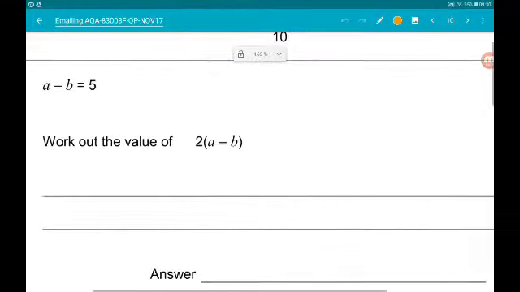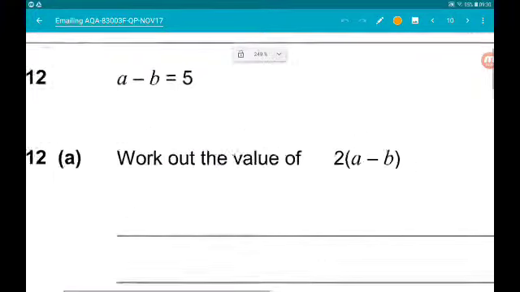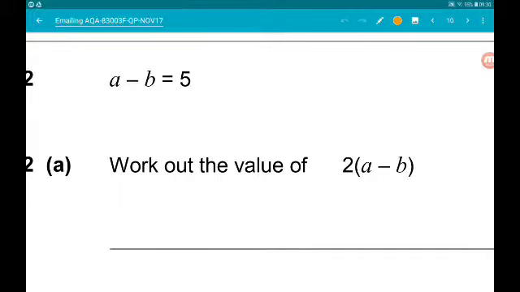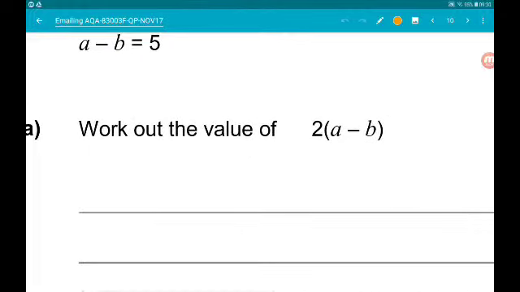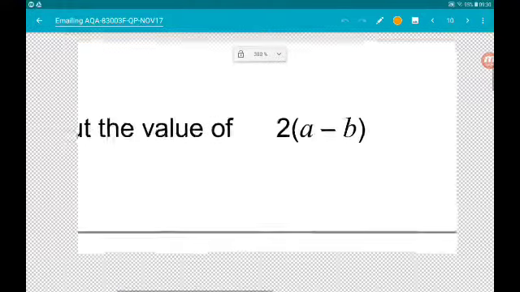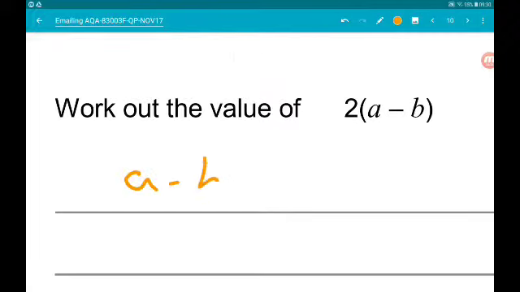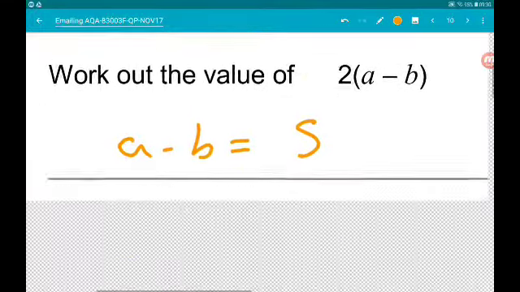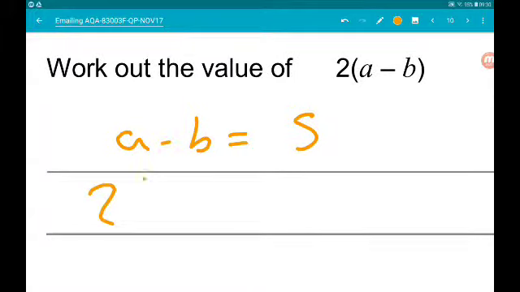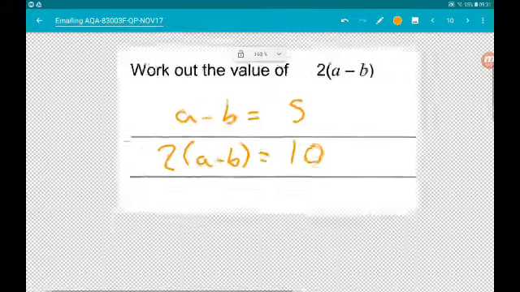Okay, question 12. We are told that A minus B is equal to 5. Work out the value of 2 lots of A minus B. Okay, so A minus B is 5. Now to get 2 lots of A minus B, we need to multiply both sides by 2. So that's going to give us 2 lots A minus B is equal to 10. Cool.